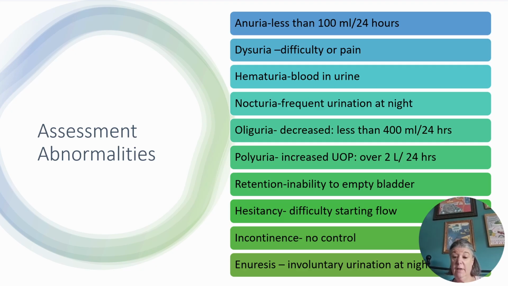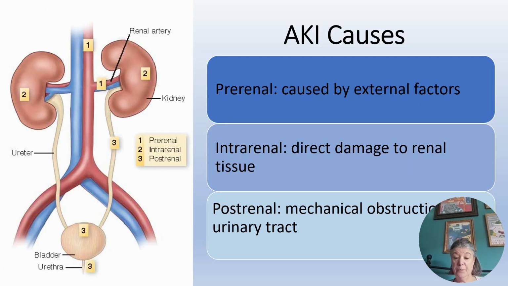Oliguria is less than 400 mils in 24 hours. Polyuria is over 2 liters in 24 hours. Retention, inability to fully empty the bladder, hesitancy, difficulty starting the flow. We talk about that a lot related to aging and BPH. And then incontinence, good old-fashioned incontinence, just means no control.